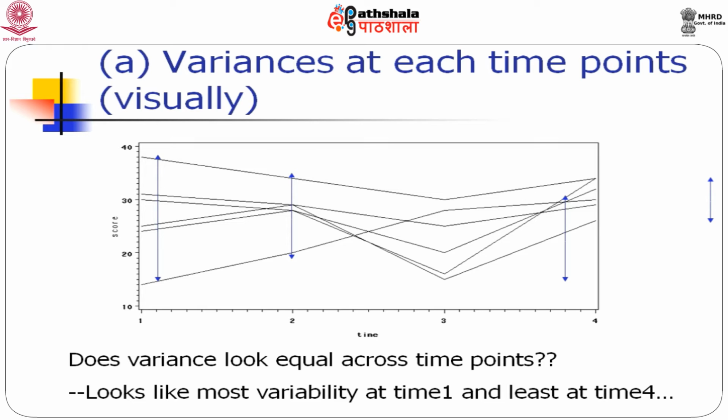The question that arises is, does variance look equal across time points? The answer is, it looks like there is most variability at time 1 and least variability at time 4. You see that the variation is most at time point 1, and at time point 4 it is less. All right.